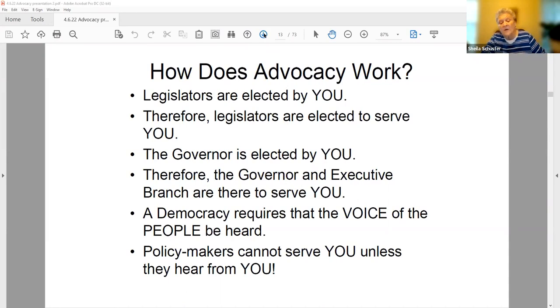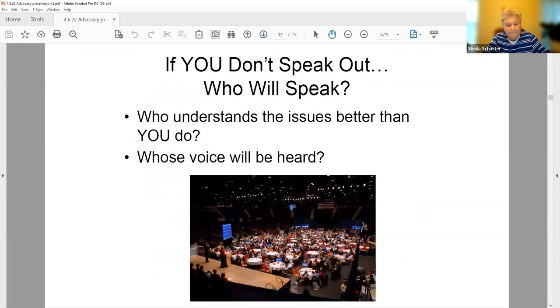So a democracy requires that the voice of the people be heard, and policy makers are lots of things, but they are not mind readers. So we literally cannot hold them responsible unless we've been very clear with them about what it is that we need to have changed.